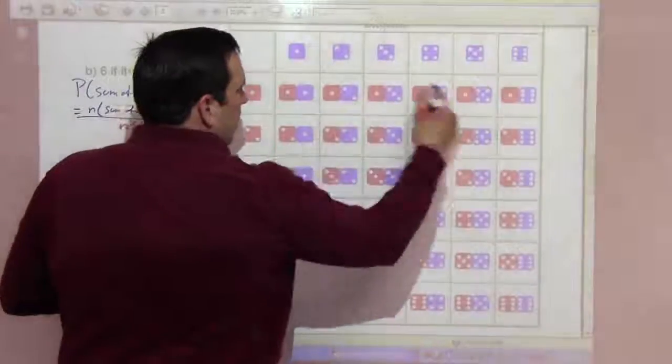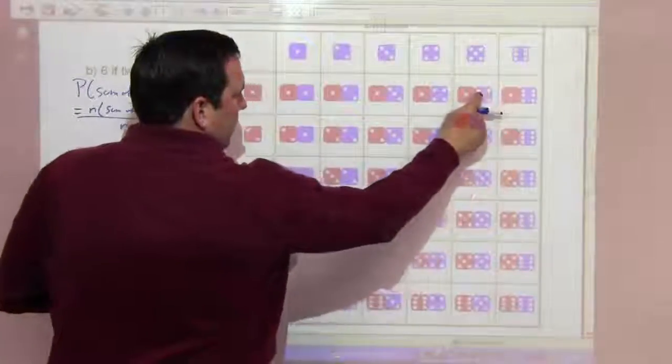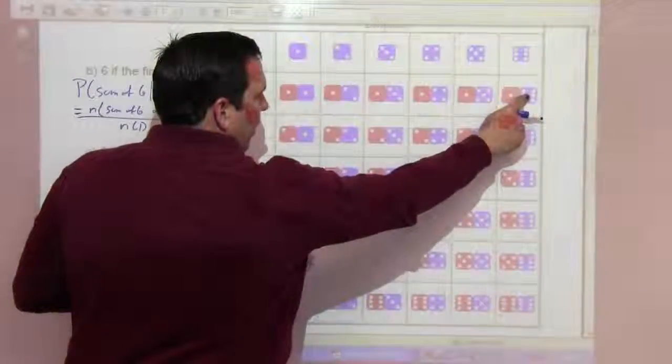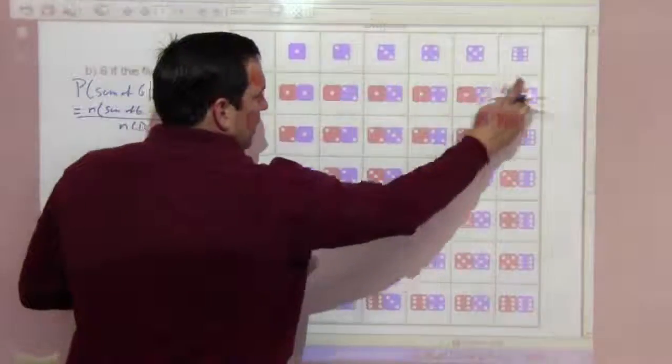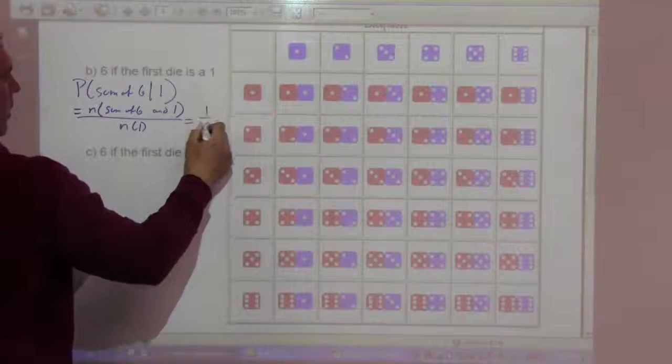There's one case in this whole row that you get a 6. These are all cases where the first number is a 1. And there are 6 cases altogether. So this is 1 over 6.